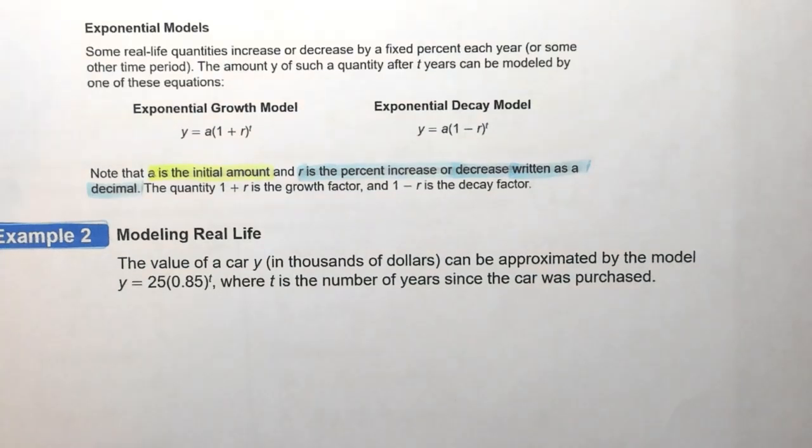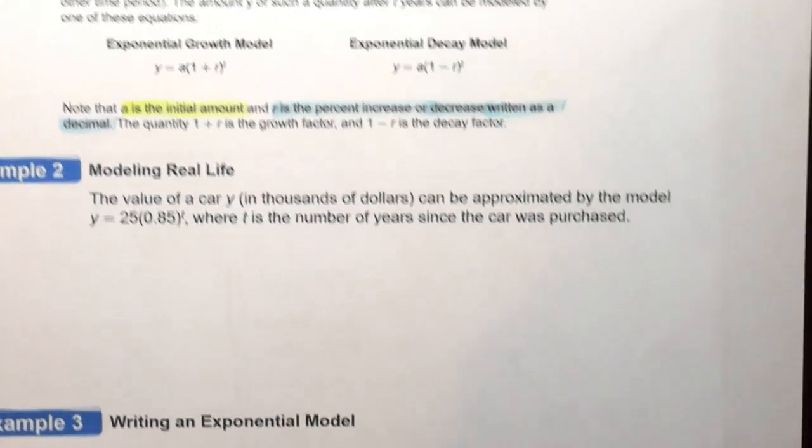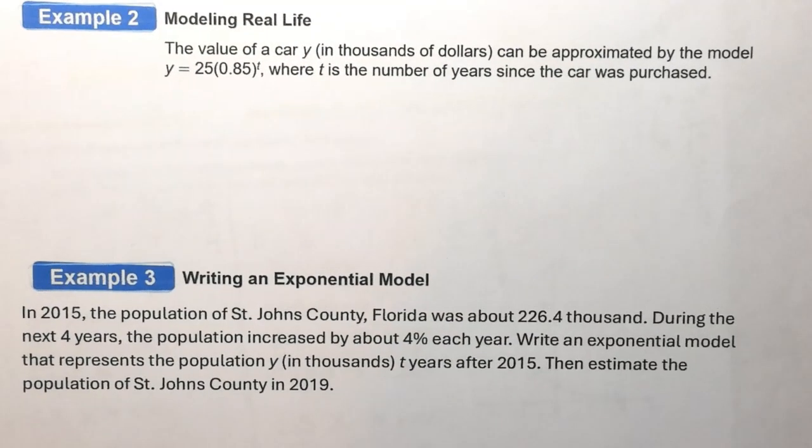So let's dig right into example 2. The value of a car, y, in thousands of dollars, can be approximated by the model y equals 25 times 0.85 raised to the t power, where t is the number of years since the car was purchased.